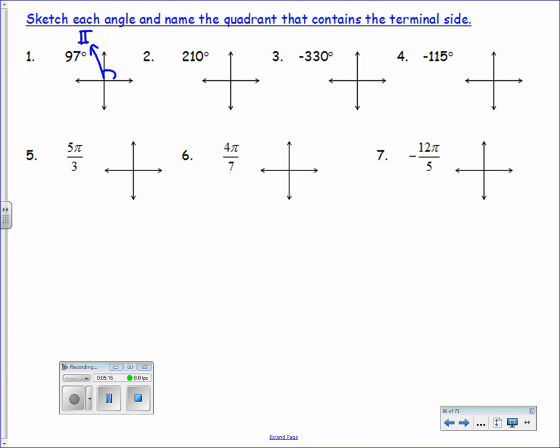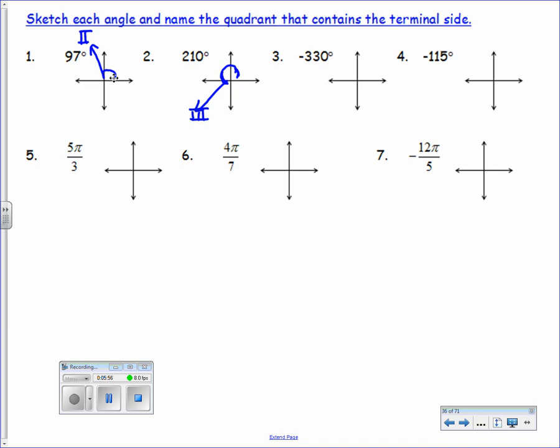Number 2, we're looking for 210 degrees. Now we're dealing with angles that exceed 180 degrees, so we're leaving a little bit of geometry behind. We know it's 180 degrees to go from here all the way from the beginning to here, but I need to go 30 more. That gets me here, and that's going to be my terminal side. So from here all the way to here is 210 degrees, and we are in quadrant 3. That's going to be my terminal ray.